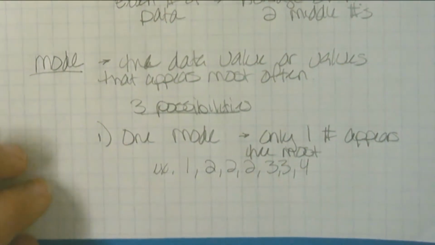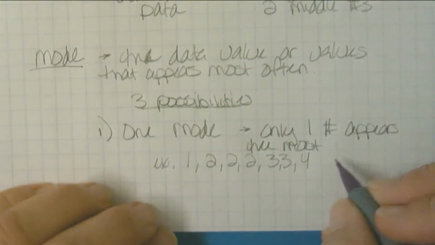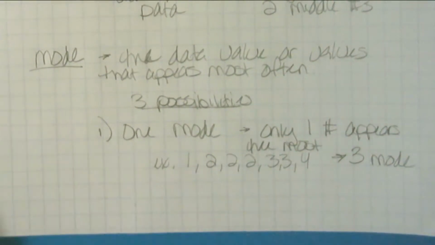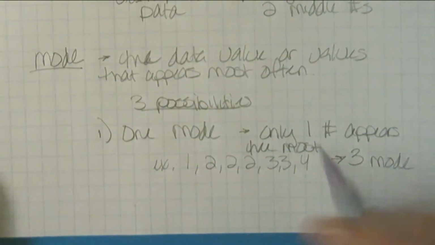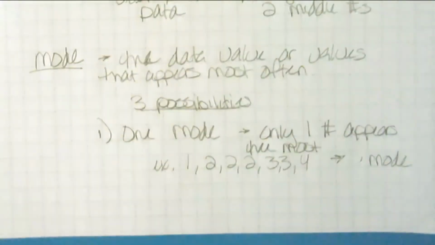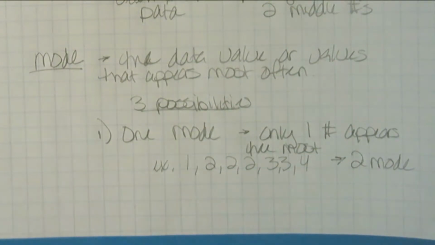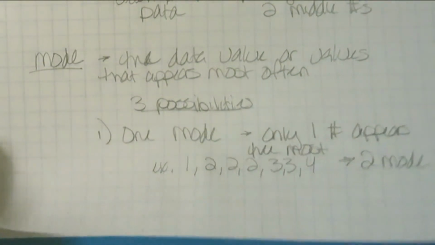What would be our mode here? Patrick? 3 is the mode. 2 is the mode. Thank you, Patrick. I'm totally believing you, because my mind's on the next example. I assumed he got it right. So 2 is the mode. Thank you. All right. The other possibility is more than 1.